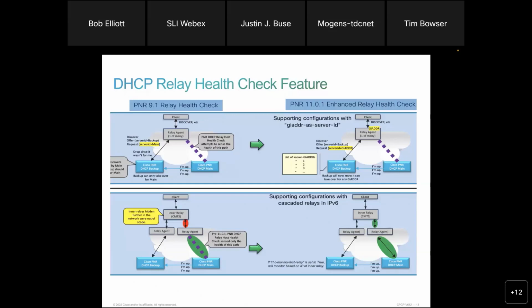And with IPv6, PNR 11 now supports configurations with cascaded relays. It's common in IPv6 to have many relays. A router will relay to another router, and that router will relay, and then that router will relay. That's considered cascading relays. And now with PNR 11, you can configure relay health check if your network is configured that way.